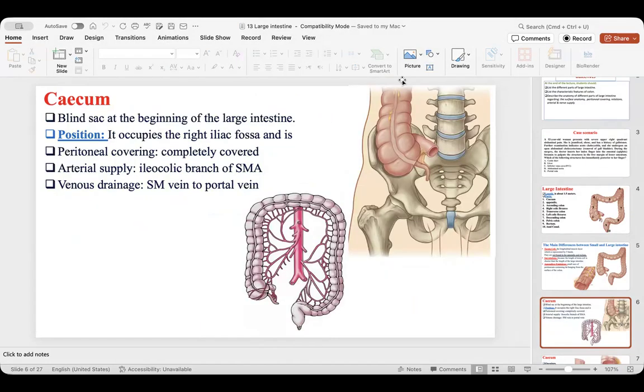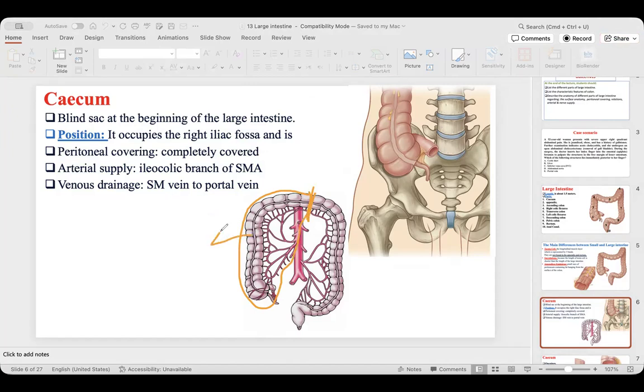First of all, we have to know some important points about every part of the large intestine. You have to know that we have foregut, midgut, and hindgut. The foregut starts from the upper part of the esophagus, stomach, upper half of the duodenum, liver, and pancreas. The midgut is from the lower part of the duodenum, jejunum, ileum, cecum, up to the right two-thirds of the transverse colon. So all this part of the large intestine is midgut.